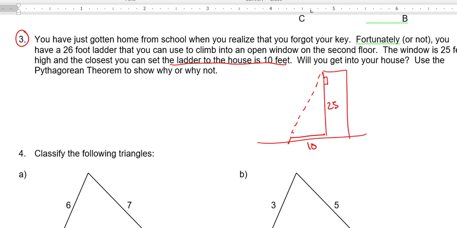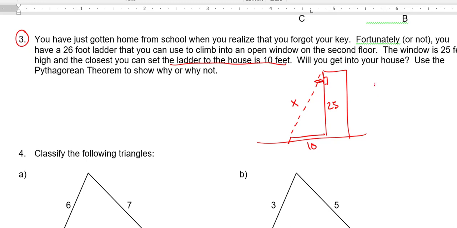And you want to find out if you can use that 26-foot ladder to climb into the window right there. Okay, so let's find this length and let's see if 26 feet will work.